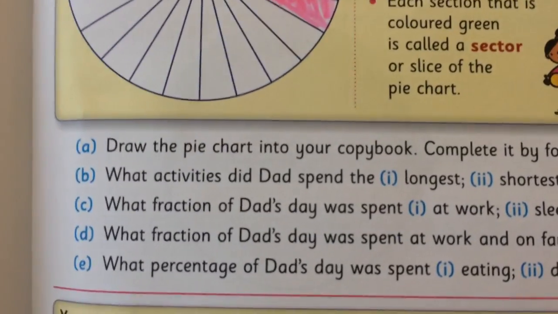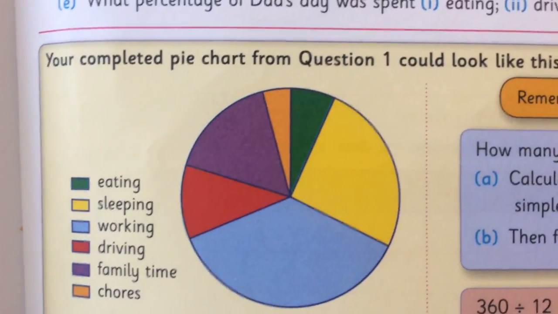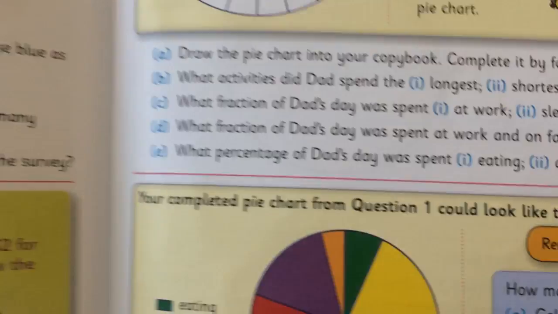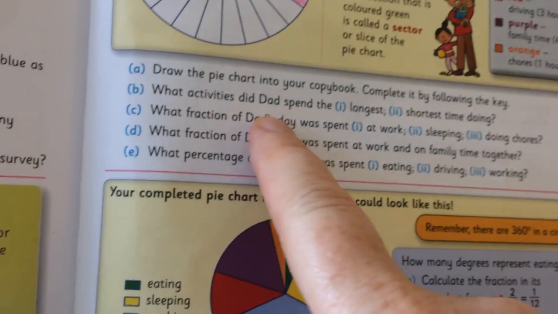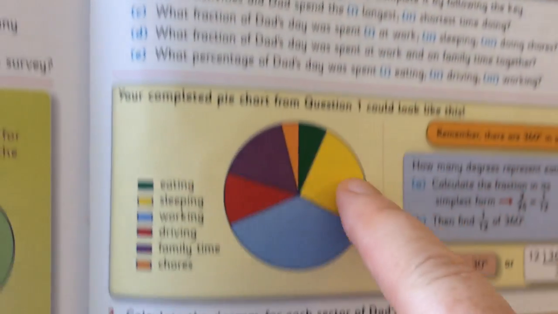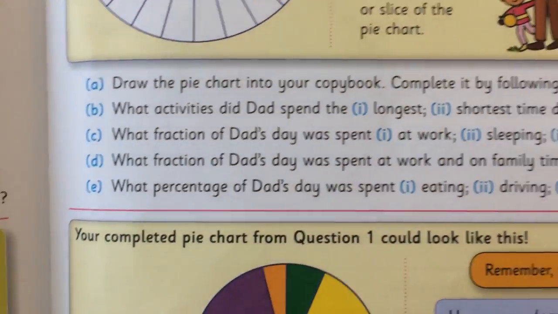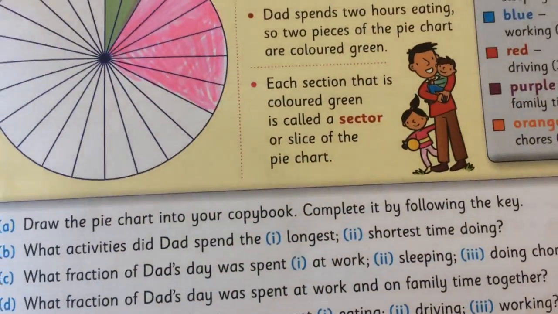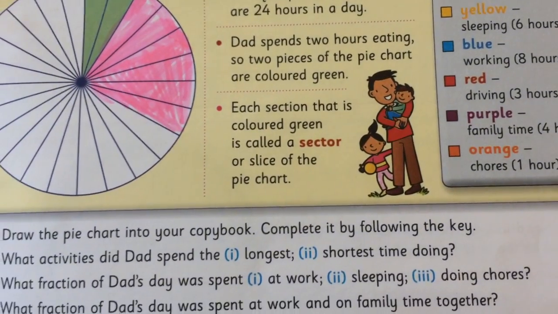Okay? Now, what activities did Dad spend the longest at? That's easy enough to do. This is actually it drawn down here. So he spends the longest time working, the shortest time doing chores. What fractions did he spend? So just at work. If he spent 8 hours at work, that's 8 out of 24. So 8/24 would be that answer. They're not too hard to do. What fraction of Dad's day was spent at work and family time? So you would add his work, which is 8, and his family time together, which is 4. That's 12. So 12 out of 24, which is half.